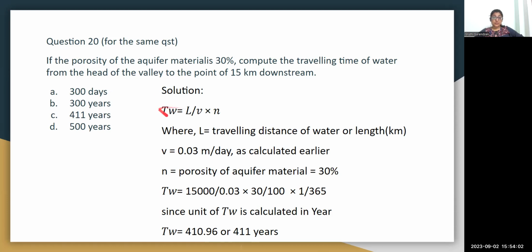So just explaining this, you can see how slowly water travels for a distance of 15 kilometers. With this velocity of 0.03 meters per day, it is going to take around 411 years for water to travel a 15-kilometer distance. So that's slow. How is water movement in the groundwater level?